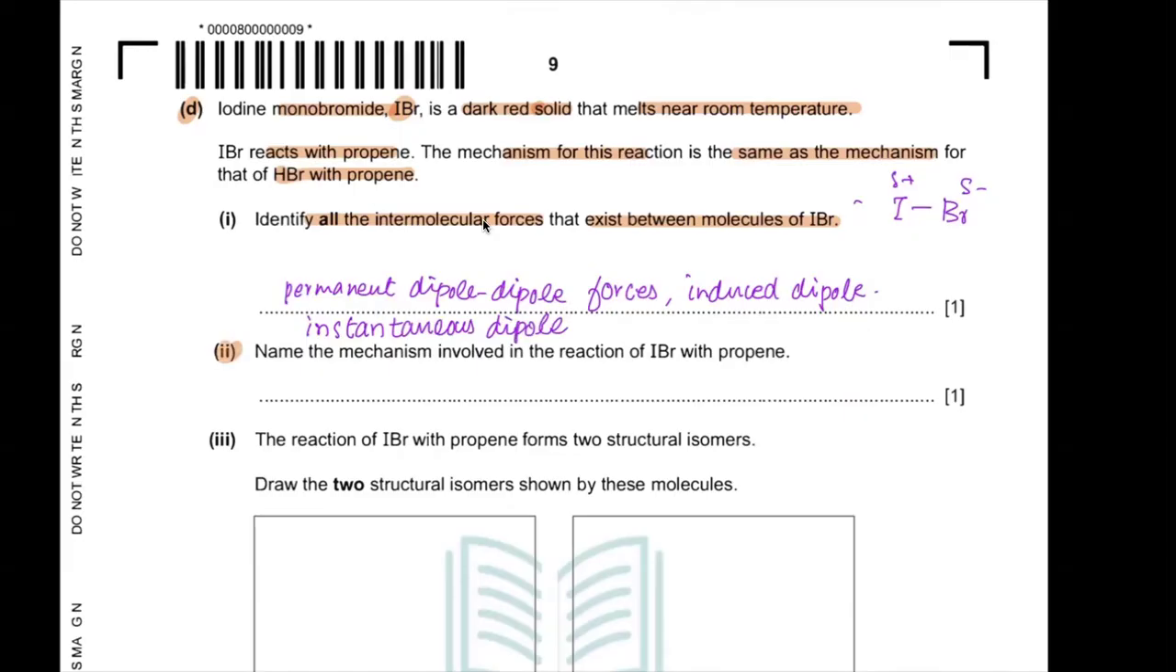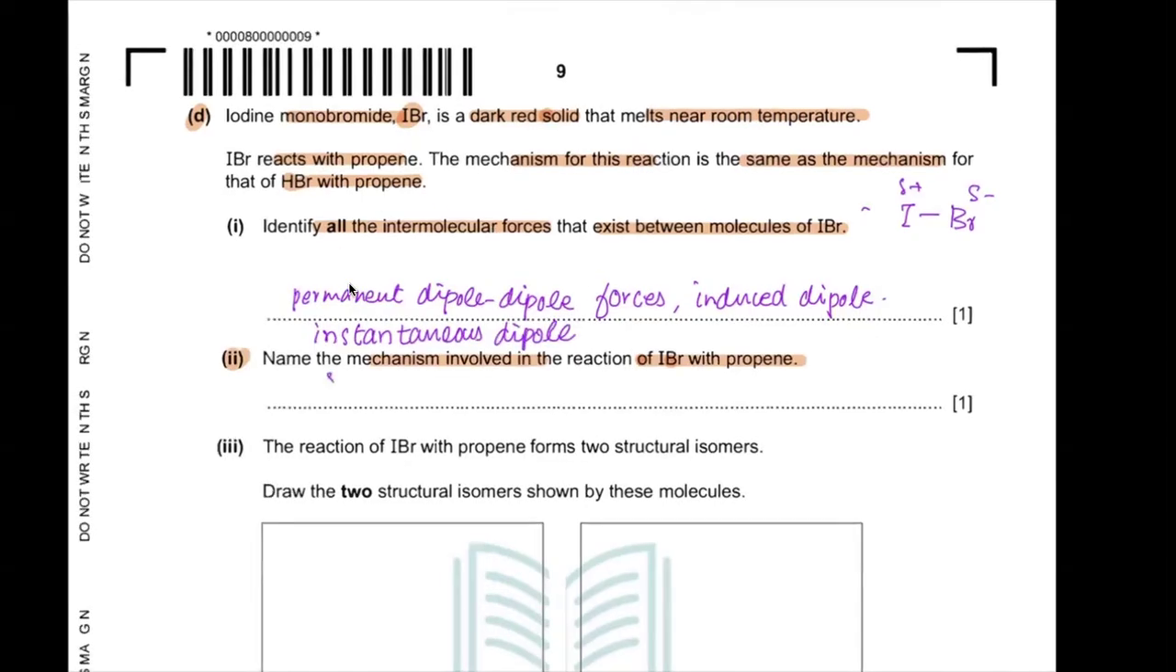Now next part. Name the mechanism involved in the reaction of IBr with propene. So if you recall, alkenes undergo electrophilic addition reactions. So this is an electrophilic addition reaction. Okay.